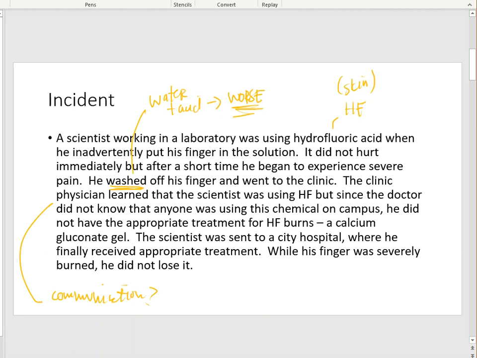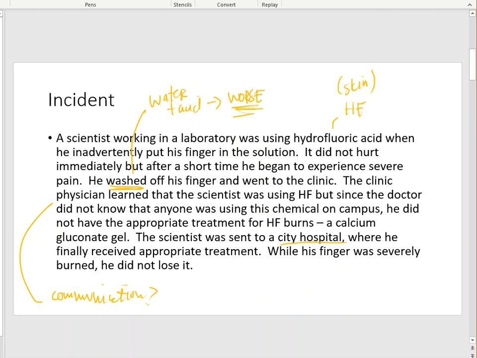The reason it could have been much worse is that this whole time that was wasted between visiting the on-site doctor and then going to a city hospital, the whole time in between those two cases could have allowed that acid to continue to eat away everything that it was exposed to.